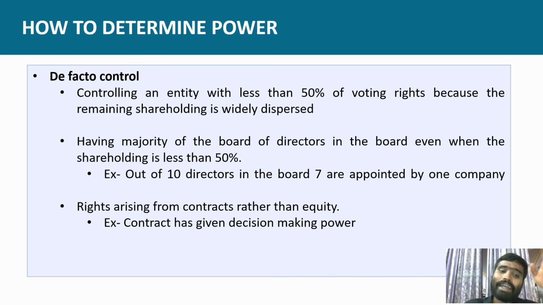And third, rights arising from contract. Sometimes we might have made some contract where I am giving the decision making power, and automatically control goes to the other person.